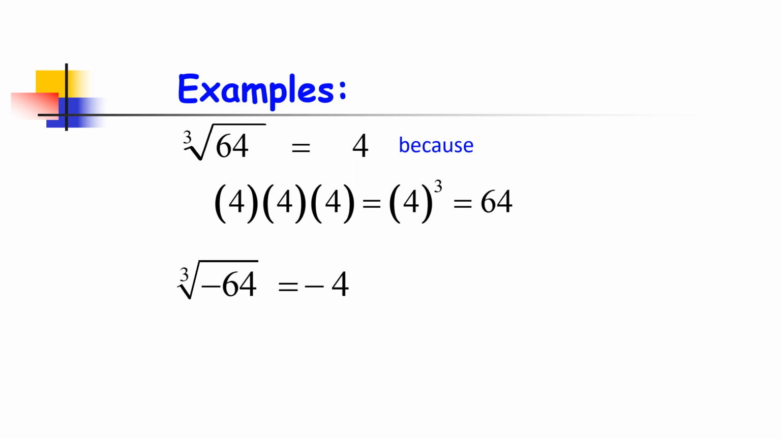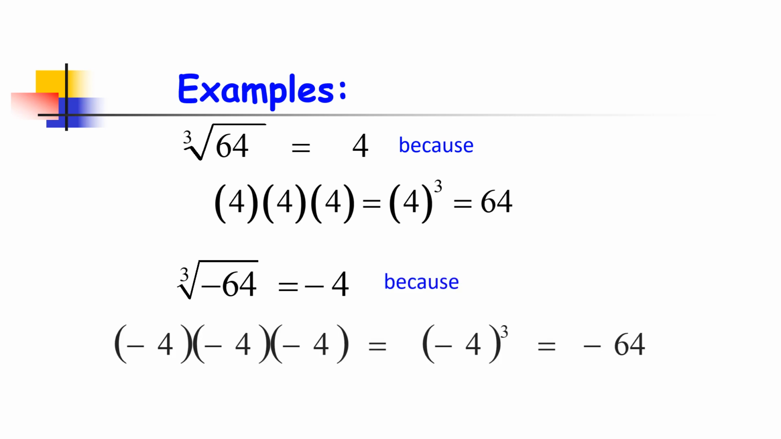If we have the cube root of negative 64, as one can notice in here, we have a negative radicand. So therefore, our answer is automatically negative. So the cube root of negative 64 equals negative 4 because negative 4 times negative 4 times negative 4 equals negative 64, or negative 4 to the third power. So extracting the cube root is the reverse of cubing a number.